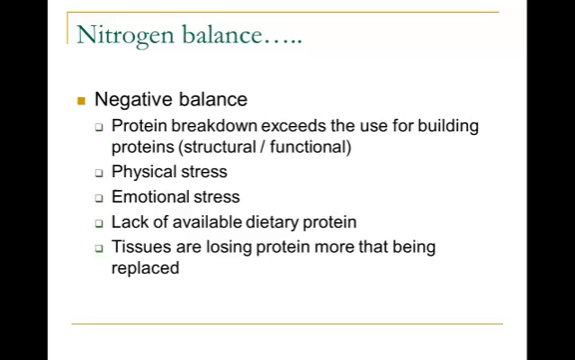Okay, remember structural or functional proteins. Structural are building blocks like cell walls, things like that. Functional are the proteins that have jobs, antibodies, hormones inside our body. So how can we have a negative balance? It could be emotional stress, physical stress, poor diet intake, or for some reason our tissues are losing more than they're being replaced. So that's a negative balance.